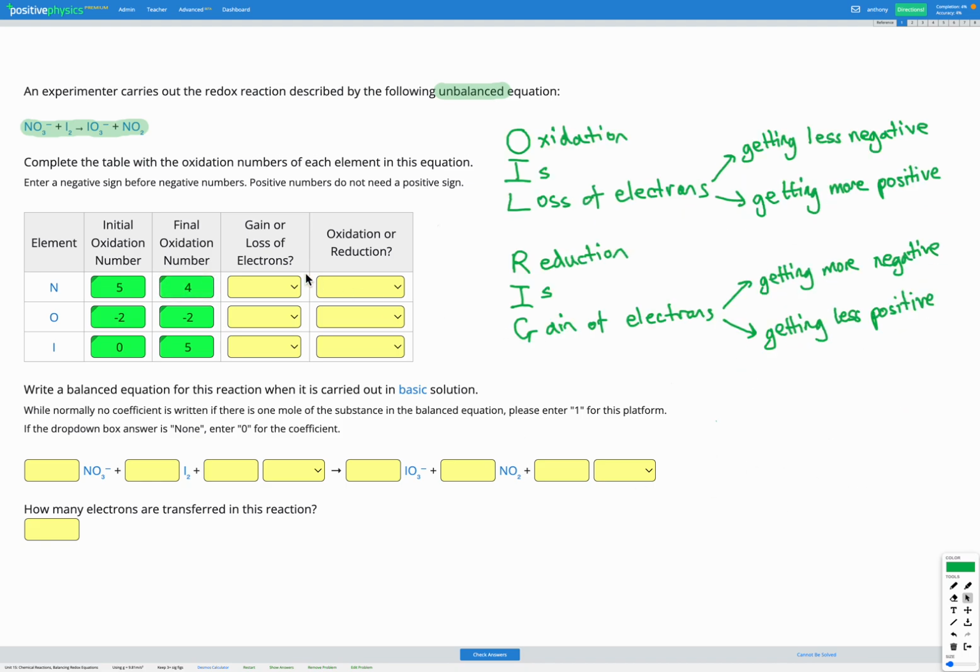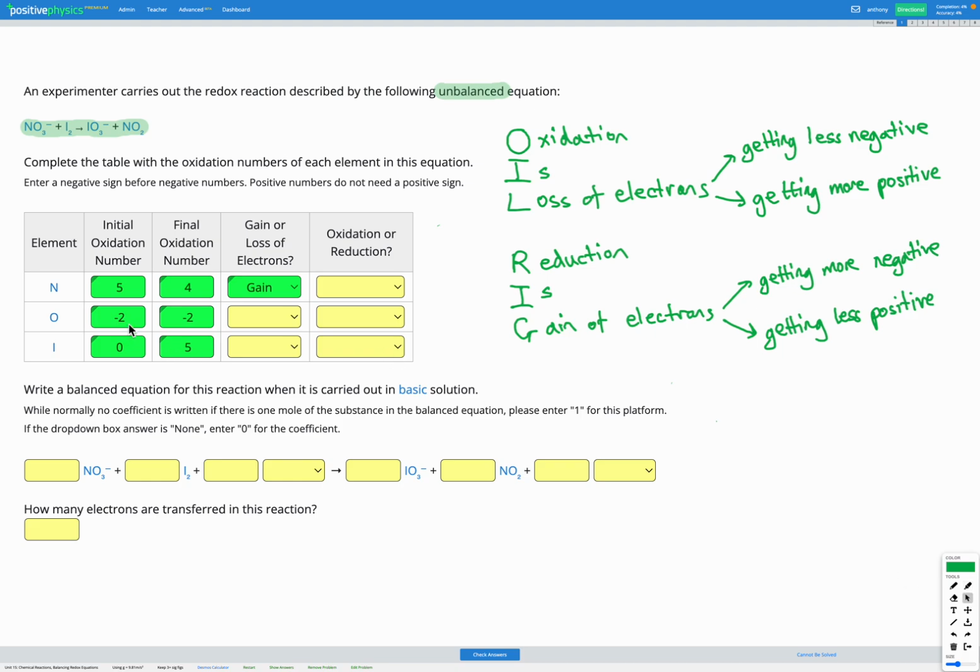So next, let's figure out if each of our elements have gained or lost electrons. Nitrogen went from an oxidation number of +5 to +4. So nitrogen is becoming less positive in terms of its oxidation number. Getting less positive, that's the same as getting more negative, which means gaining electrons. So we have a gain of electrons for nitrogen.